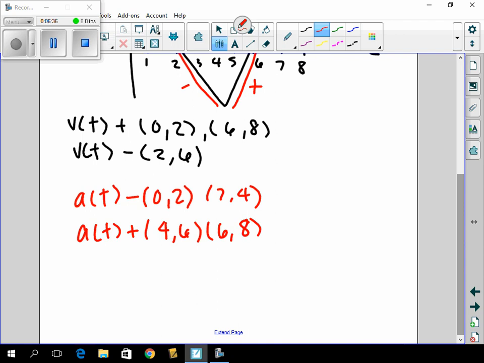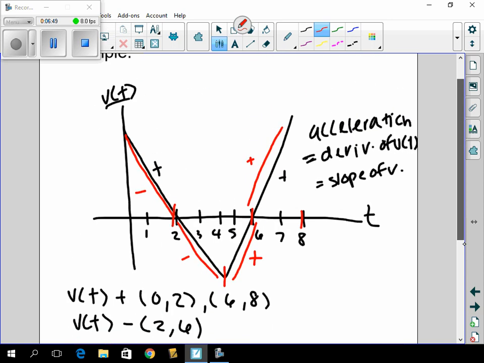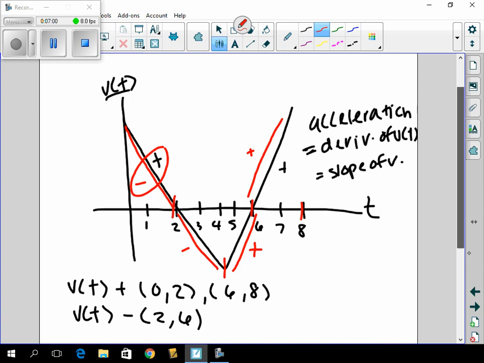There we go. So the reason I'm splitting this up is because I really have 4 intervals that I'm looking at. So from 1 to 2, 2 to 4, 4 to 6, and 6 to 8. So from 1 to 2, my signs don't match up. So my velocity is positive, acceleration is 0. So I can say my particle is slowing down.